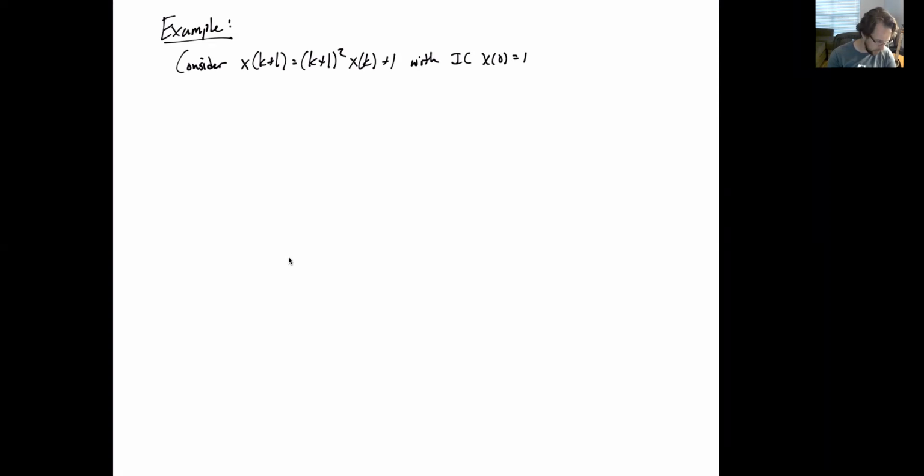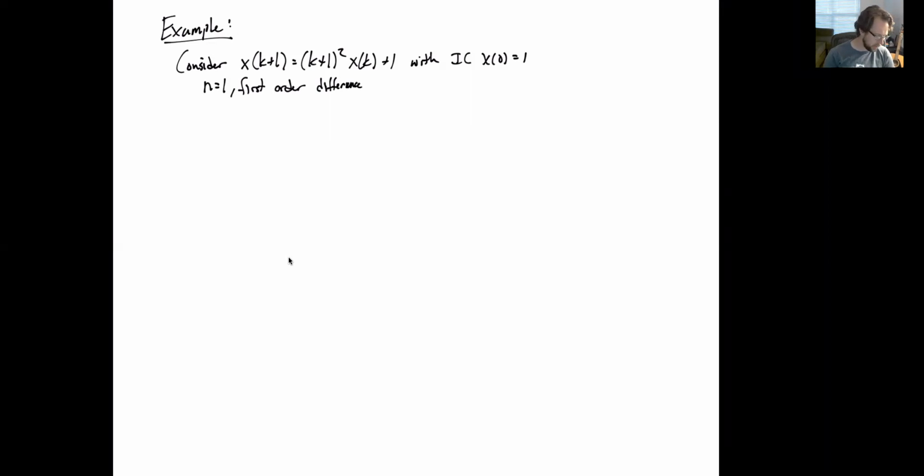Okay, so first note that in this case, we just have n equal to 1, so we have just a first order difference equation. So again, this means that each next step is only dependent on the last step. It's not dependent on any more steps beyond that.